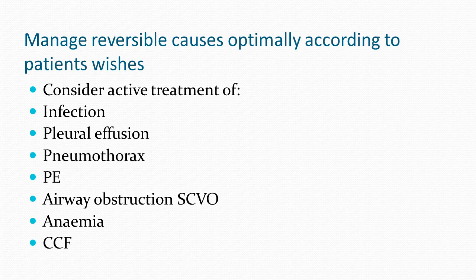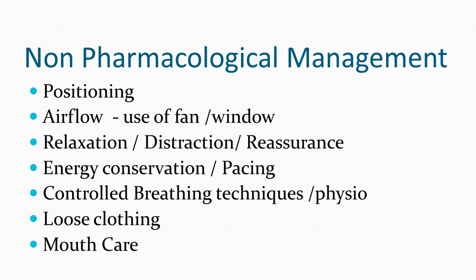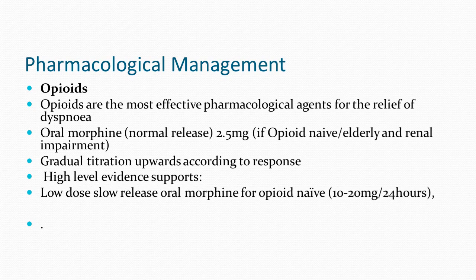So one has to manage the reversible causes optimally according to the patient's wishes, and consider active treatment of infection, pleural effusion, pneumothorax, PE, airway obstruction, anemia, and CCF. Positioning is important in the patient. Make the patient comfortable in a relaxing posture, with energy conservation, controlled breathing technique, physiotherapy, loose clothing, and mouth care. Opioids can sometimes be used, which help in relief of dyspnea.